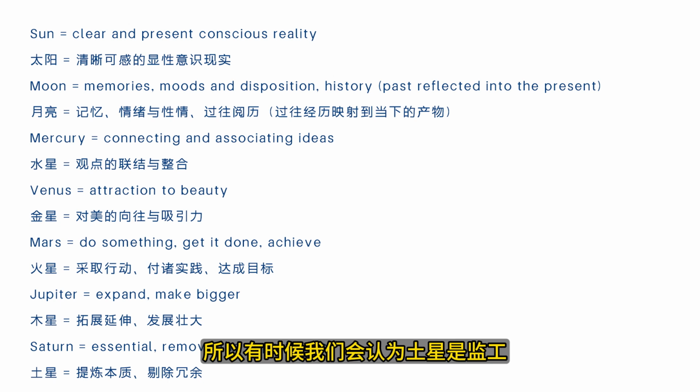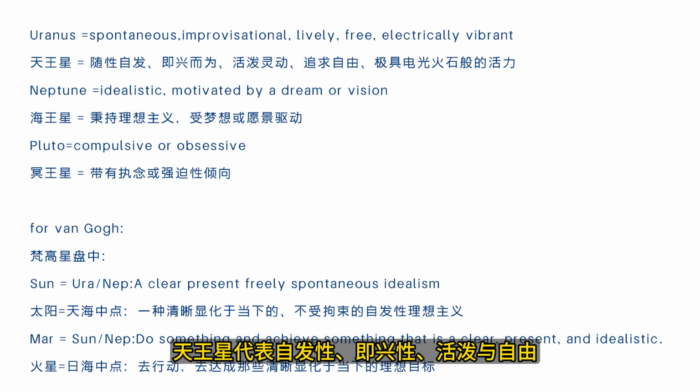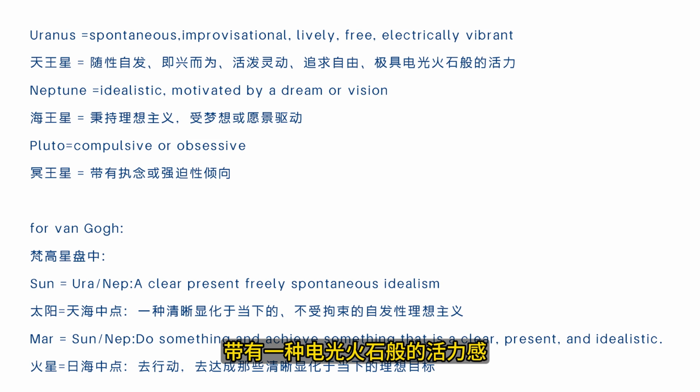So sometimes we think of Saturn as a taskmaster, or as inhibition or restriction. In VA, we're going to say that Saturn just goes to the bones, it goes to the essence, it gets rid of anything superficial. And Uranus is spontaneous, improvisational, lively, free. It's this lively, free, spontaneous energy, and it has an electrically vibrant feeling to it. Neptune is idealistic, motivated by a dream or a vision. And Pluto is compulsive or obsessive.